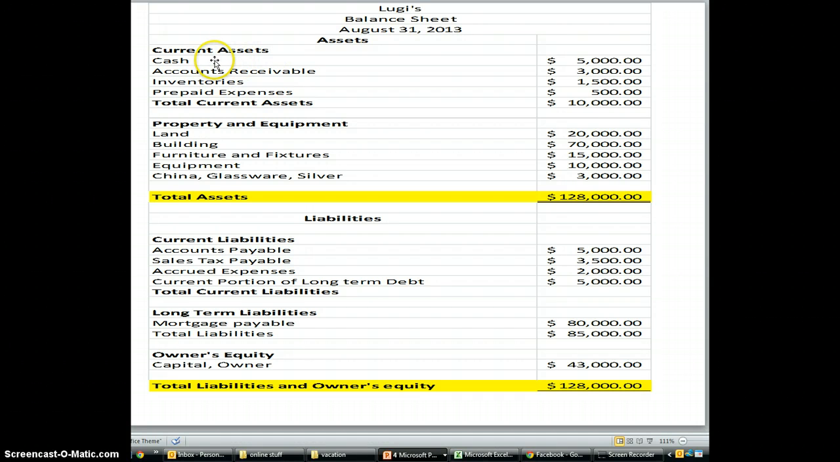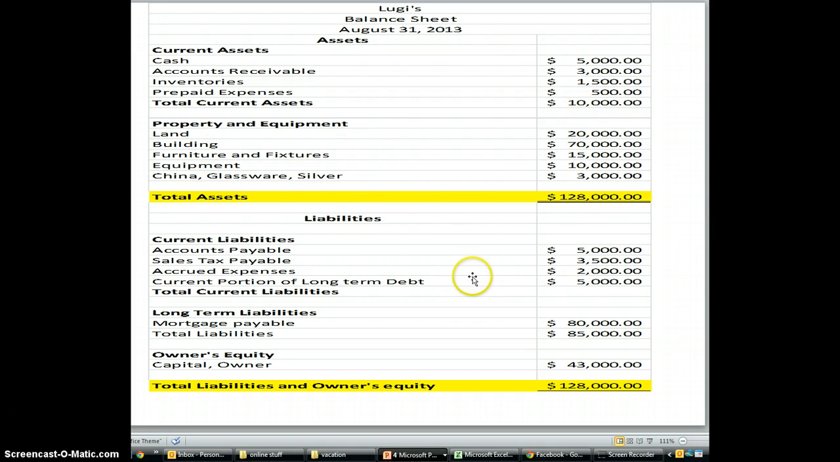So we have cash and accounts receivable, which is money owed to us from the customer. Inventory, Luigi's is a restaurant, so inventory would be his food, his drinks, all those items. Prepaid expenses, many times you have to pay in advance. You can think about your insurance for your house or your car. They require you to pay your insurance in advance. And then we have some more assets like land, building, furniture, equipment, your silverware. All of those are things owned by the business. Those are all our assets.